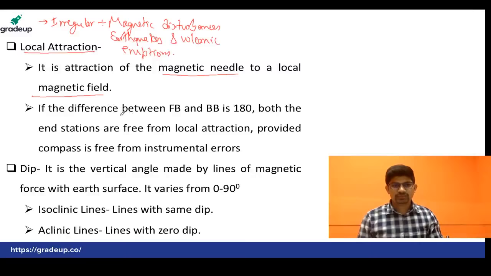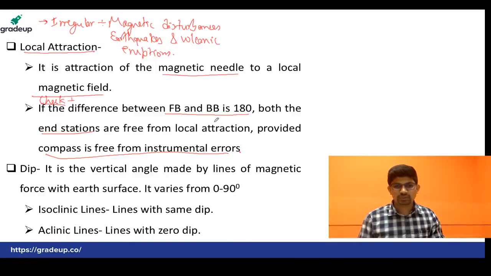It is like a check on local attraction. If the difference between fore bearing and back bearing is 180 degrees, then both end stations are free from local attraction, but there is a condition here. The compass should be free from instrumental errors. There should not be any instrumental errors in the compass. Only then can we assume that the end stations are free from local attraction.